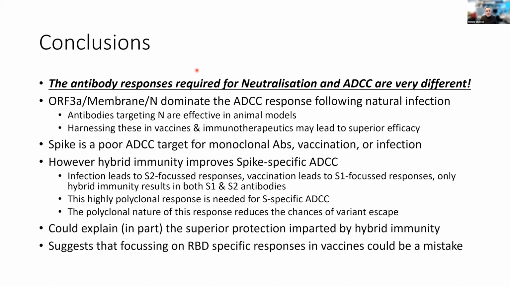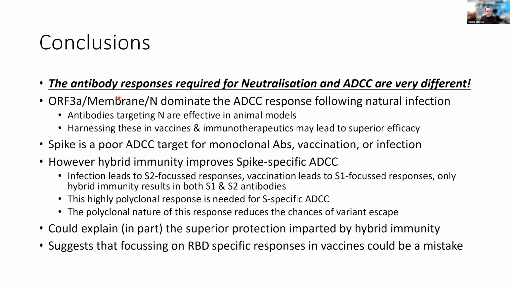And so to conclude, if there's one sort of conclusion to come out of all our work together, it's that the antibody responses that are required for neutralization and for ADCC are very, very different. As I already said, really you want both of these responses to be present, so you have good activity against both cell-free and cell-associated virus. I still think if we want the best ADCC possible, we need to look to non-spike antigens. So all through, membrane, and N really dominate the ADCC response following natural infection. And we've shown that antibodies targeting N can be effective in animal models, even in the absence of neutralization.